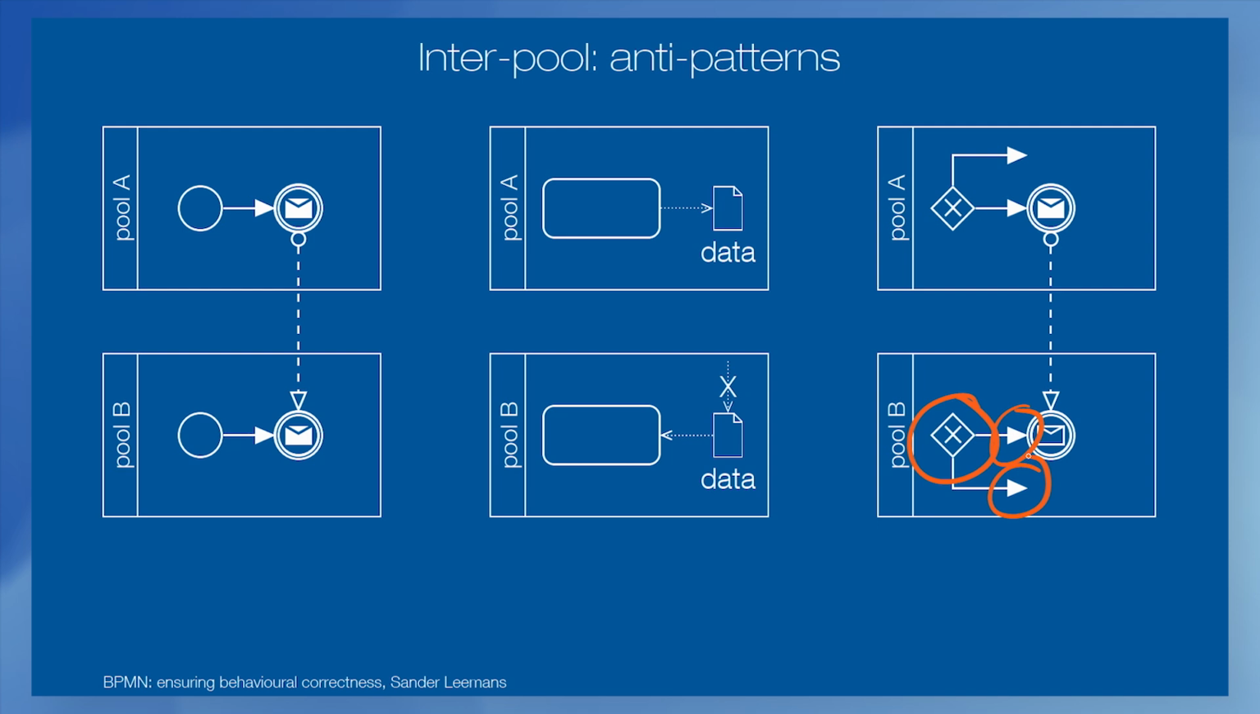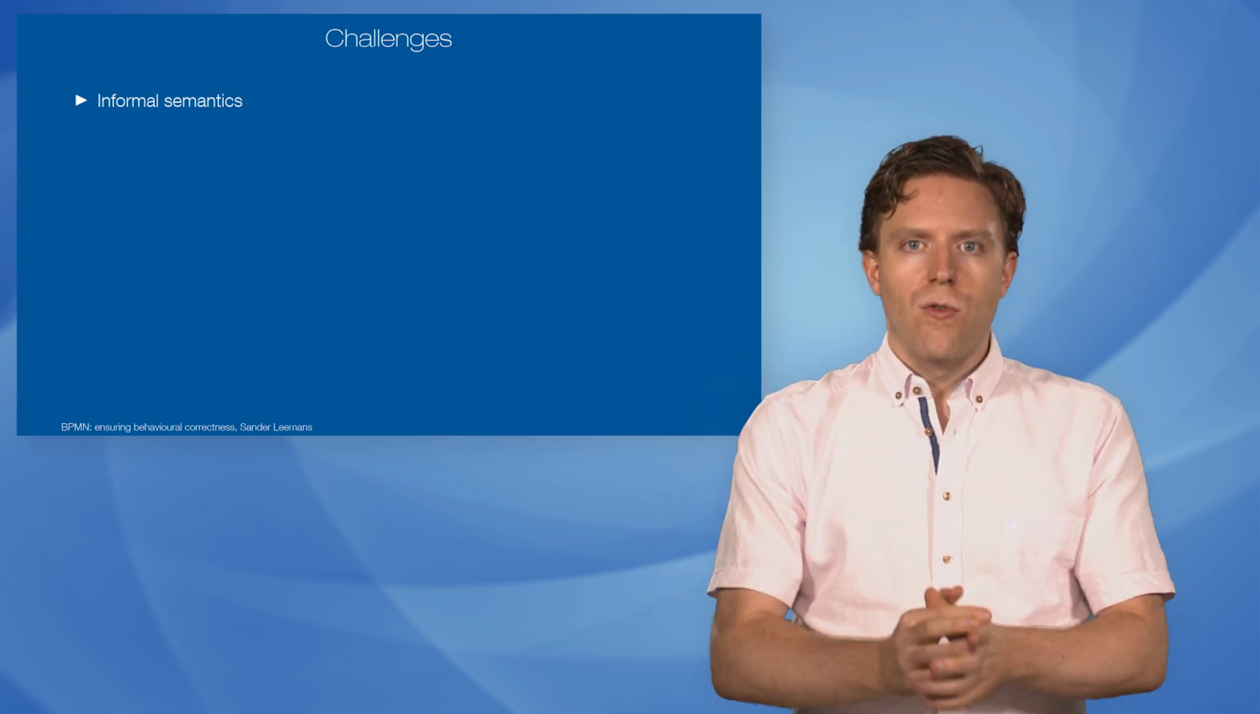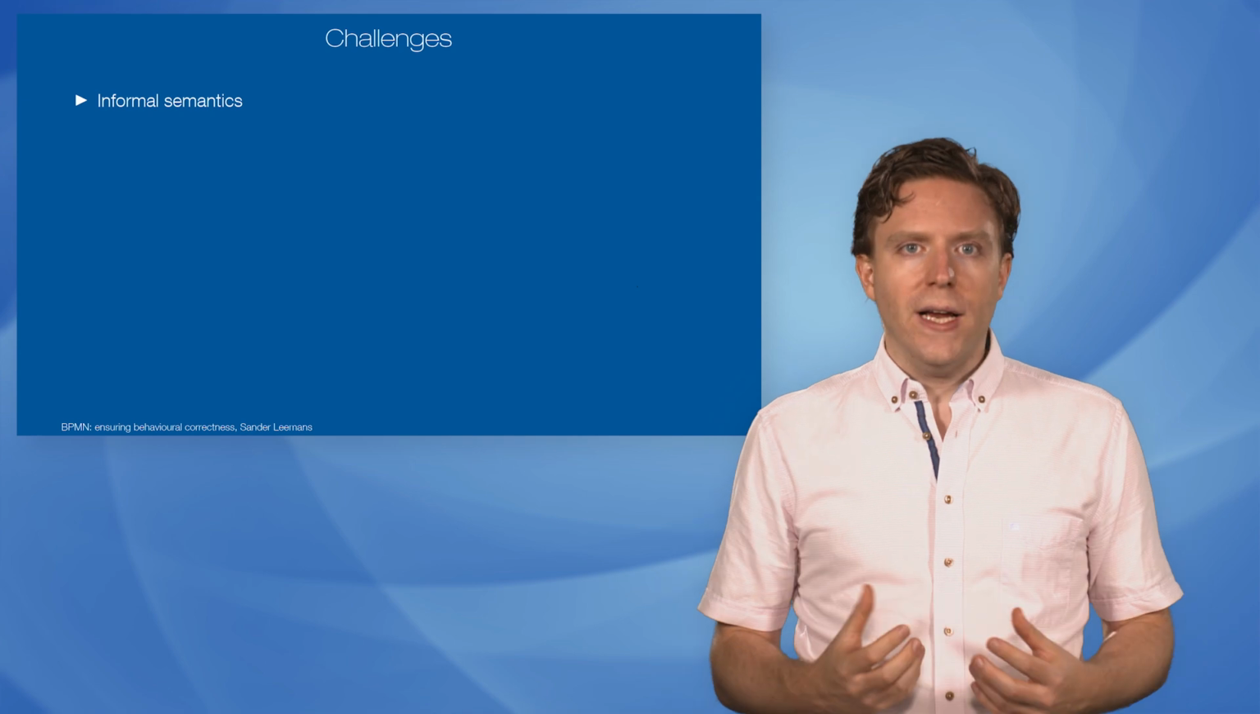The way to fix this, by the way, is to use an event-based gateway and let pool A send the message with the decision. So you can do that with an event-based gateway and that pool A sends one of either messages. These were some hints for ensuring behavioral correctness in your process models.